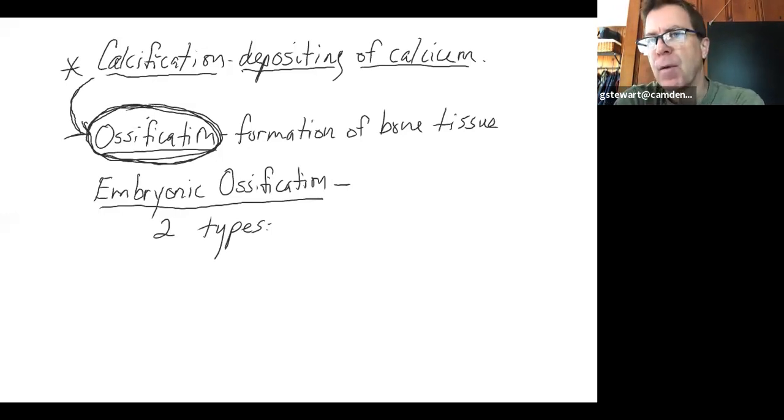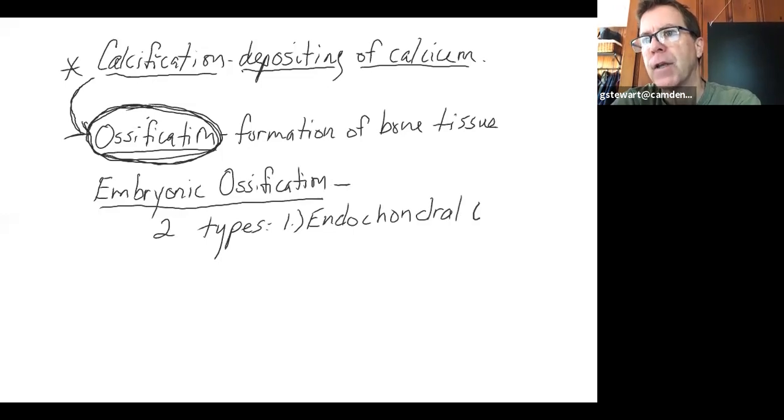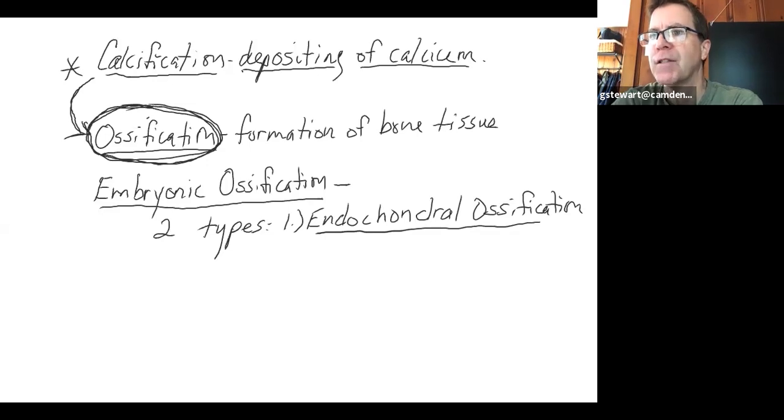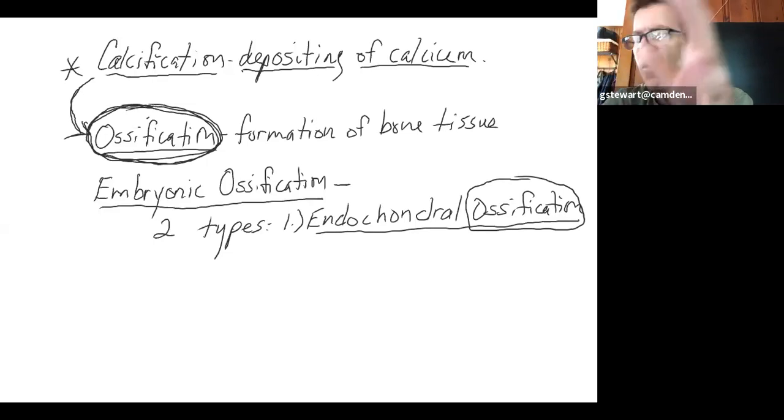So there's two types of embryonic ossification. The first one is called endochondral ossification. I'll get a new board when I go over these individually, but first thing to do is to define these words, what they mean. We know what ossification means now. It means the formation of bone tissue, or in this case, the formation of the skeleton. Endo means within.